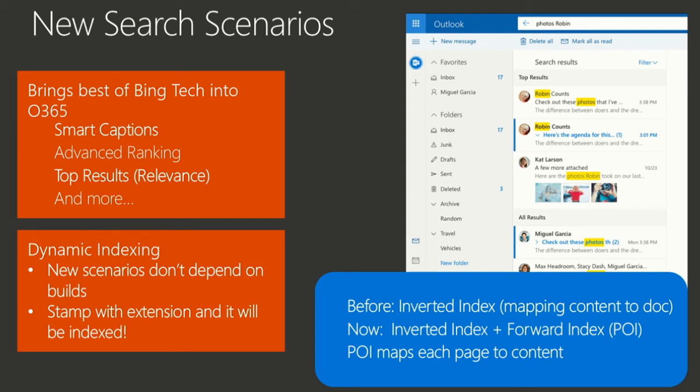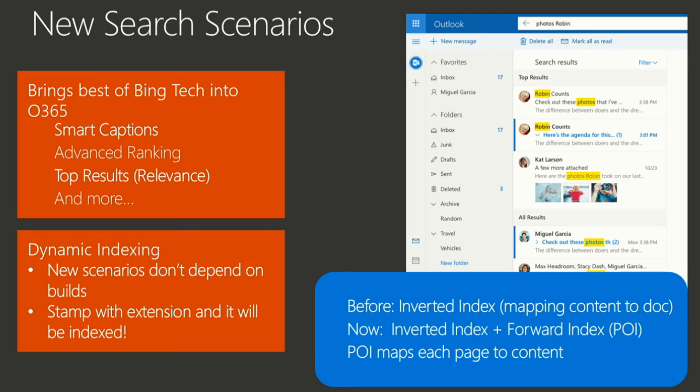And that was because before we only had the inverted index, which pointed the content to the document. Now we have that plus the POI, which is on each page and points back to the content. So your caption is now specific to your query. If you typed in all hands, you would see that. If you typed in photos Robin, you'd see check out photos. So that really helps you find what you're looking for a lot faster. Other technologies that we're bringing from Bing are advanced ranking and better relevance.